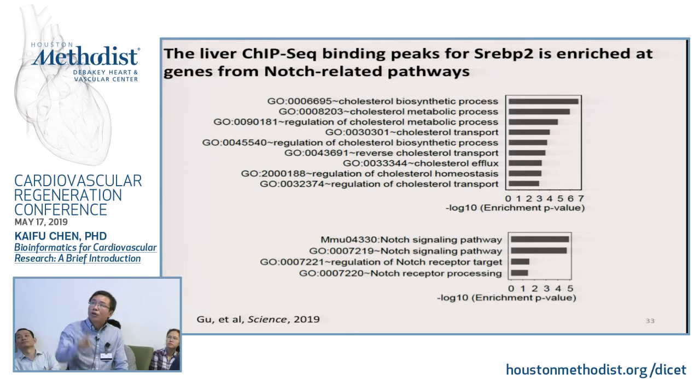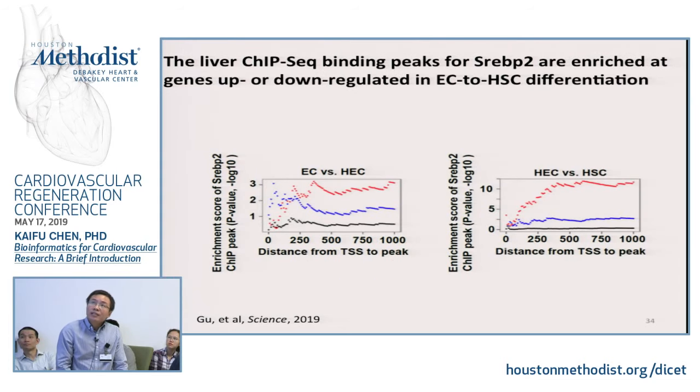You can see on the top are cholesterol-related pathways, and on the bottom are LOCH-related pathways. And next, we also found that the binding peaks for SREBP2 are highly enriched in genes that are up or downregulated when you compare endothelial cells to hemogenic endothelial cells, or when you compare hemogenic endothelial cells to hematopoietic stem cells.